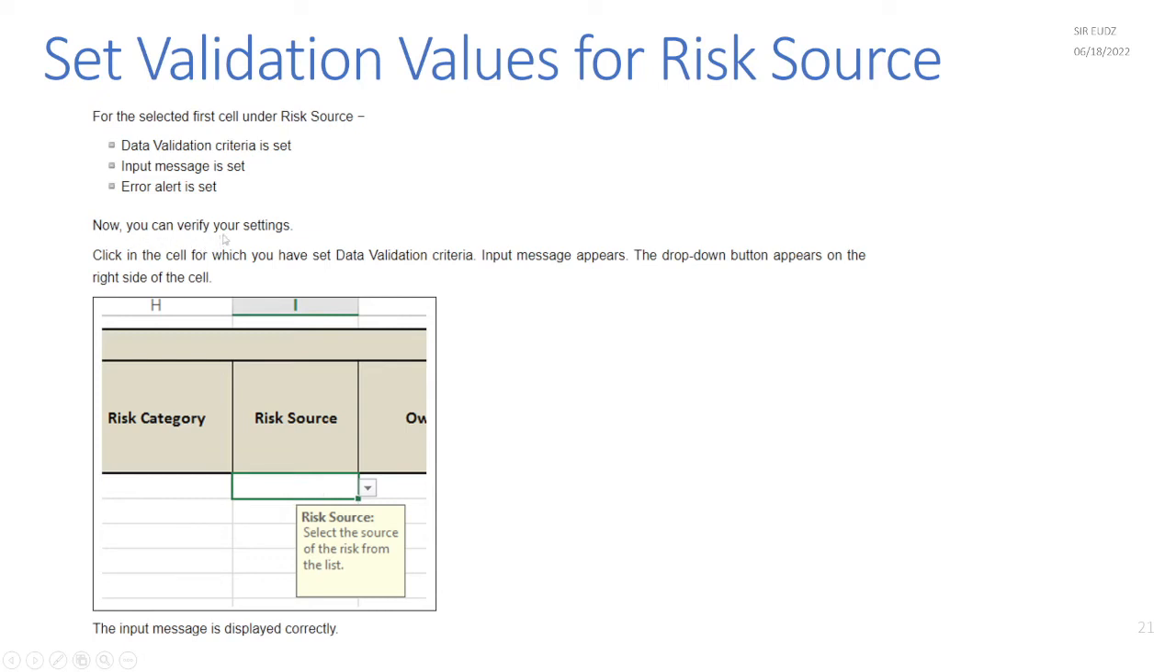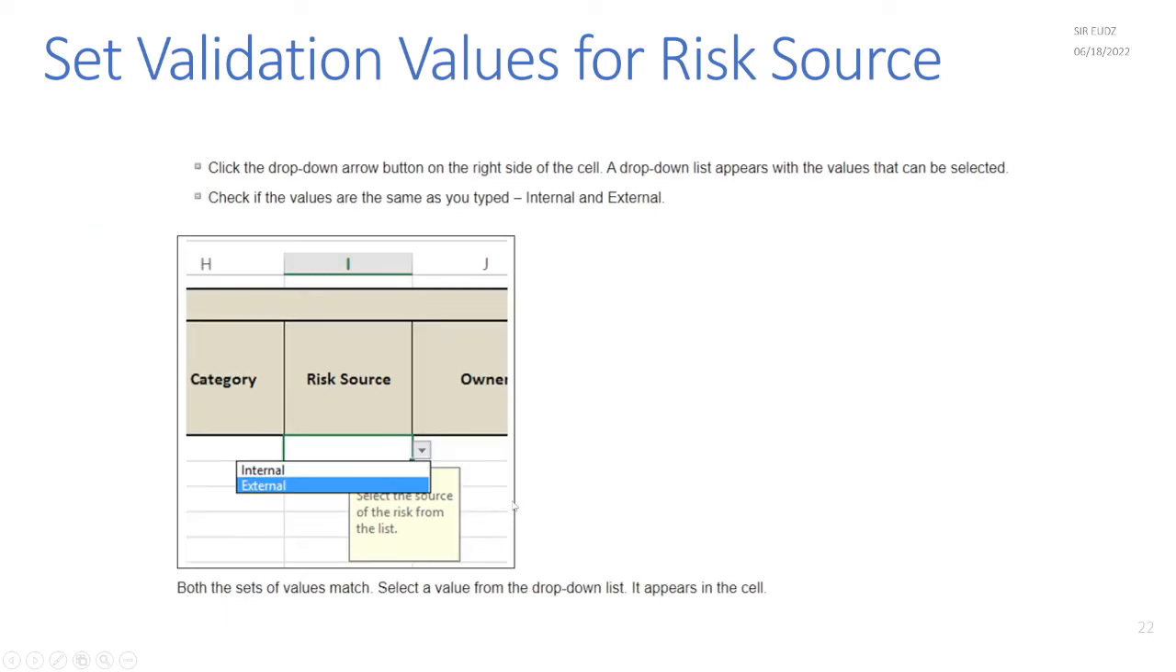Now you can verify your settings. Click on the cell on which you have set data validation. So this is the cell. Input message appears. The drop down button appears on the right side of the cell. So the input message is displayed correctly. Now click on the drop down arrow on the right side of the cell.